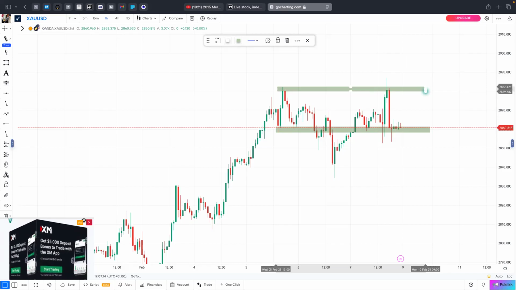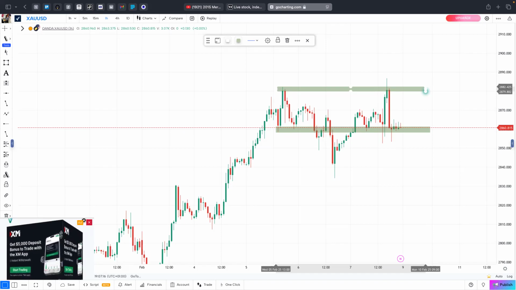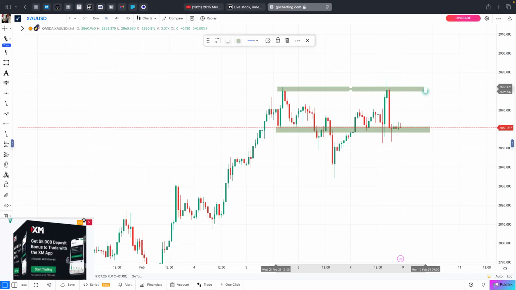The last thing we did was basic support and resistance. And then I said that our next class was going to be support on resistance, resistance on support. And that's what we're going to do today. We're going to look at what this concept is and then how we can use it to take trades in the Forex market. Do you understand?